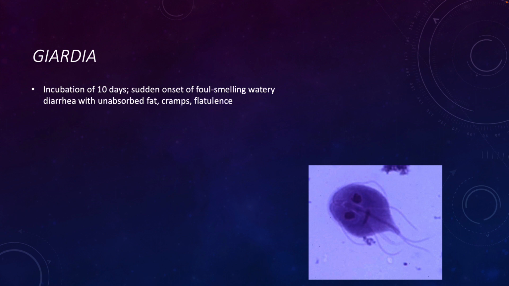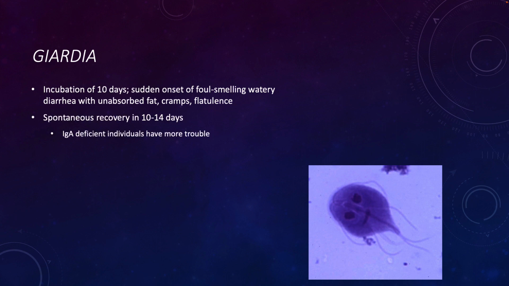diarrhea with unabsorbed fat. So what's happening is as the trophozoites bind to the wall of the intestines, they prevent the absorption of fat, and that fat has to go somewhere. It goes out as diarrhea. Patients will also experience cramps and significant flatulence. So Giardia can often be diagnosed by looking at unabsorbed fat in the feces.